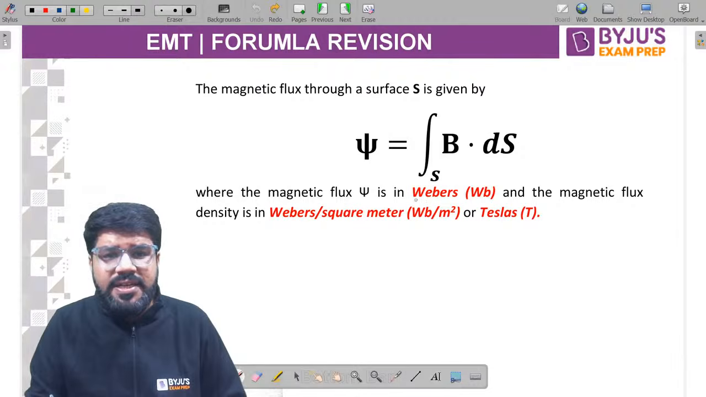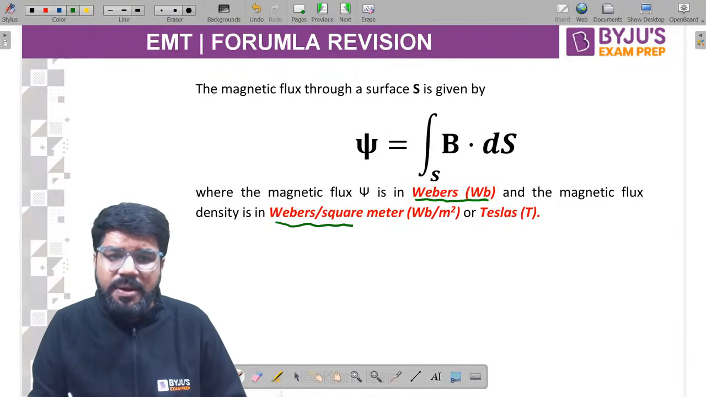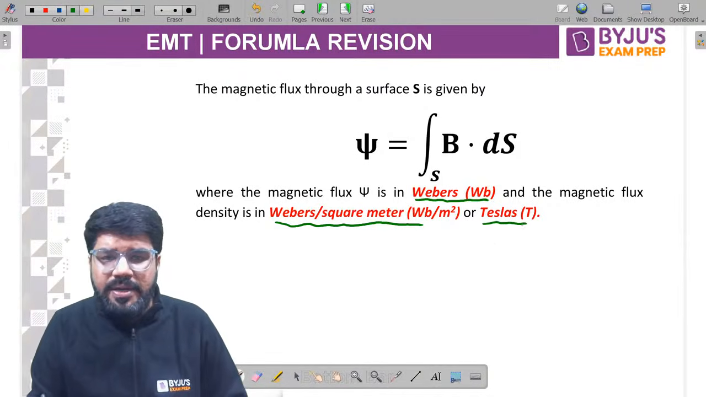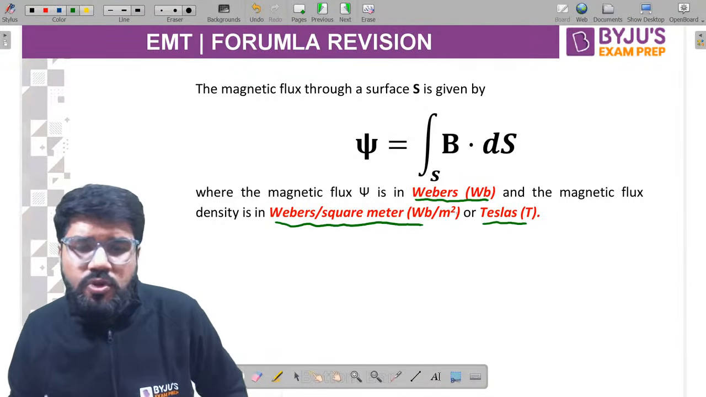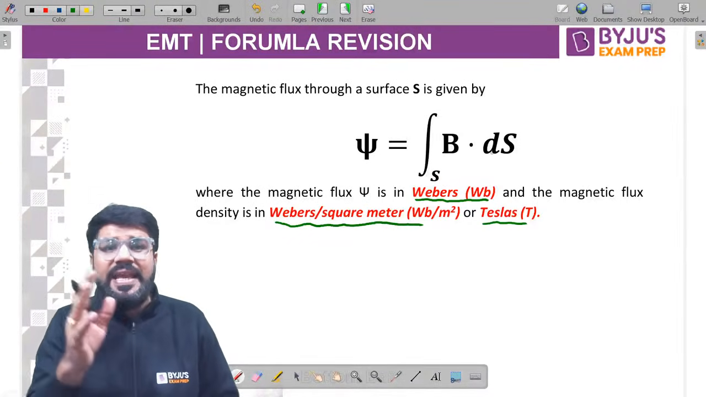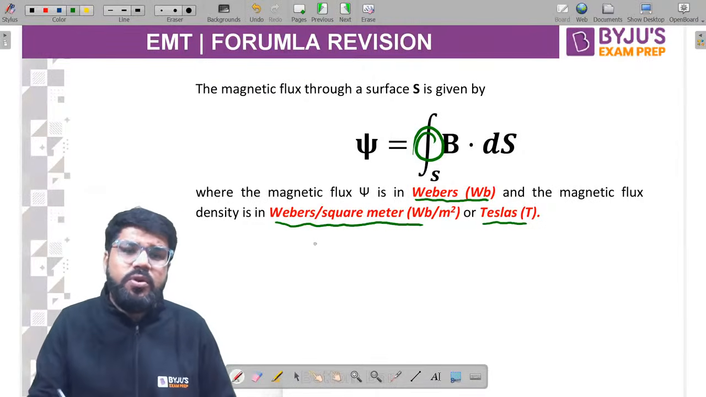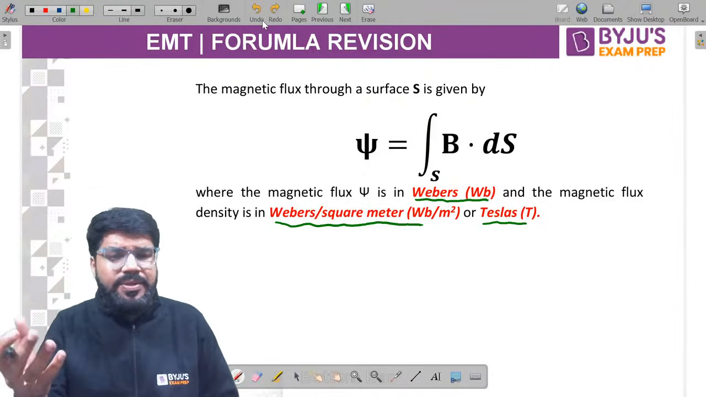So what is the flux density? Flux per unit surface area, that is Weber per square meter. That is also commonly known as the unit of Tesla. Okay, this is the flux crossing any surface. But what is the magnetic flux crossing any closed surface? If I take any closed surface, here you get the next Maxwell's equation.